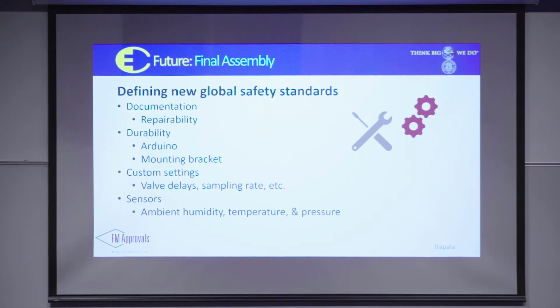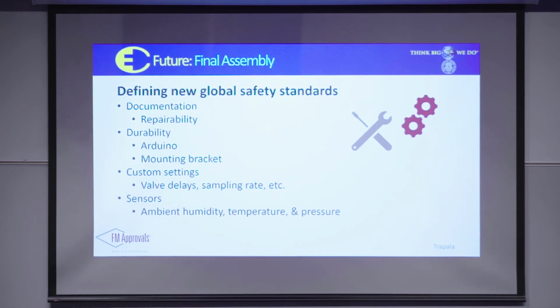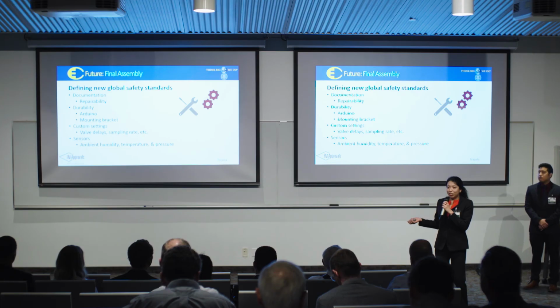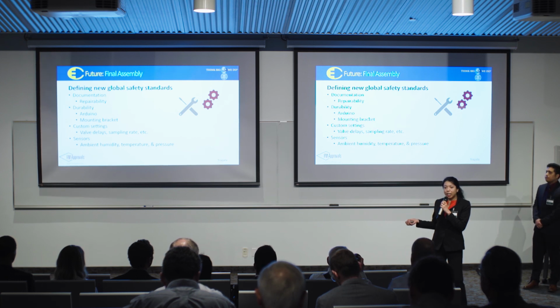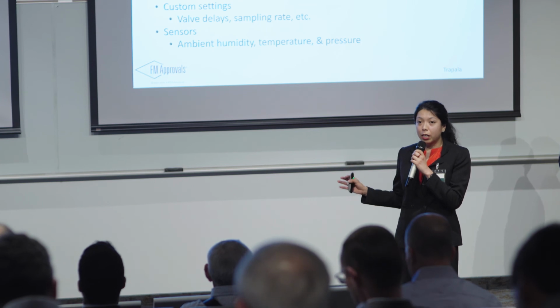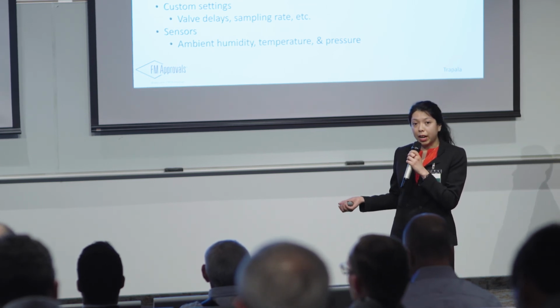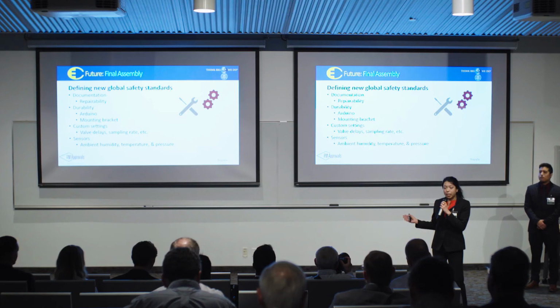And for our hardware, we will be focusing on documentation. We'd like to make this as easily repairable as possible. Since we are setting new global standards, we want to make sure that everything is ruggedized. So this includes creating Arduino housing, and for the smaller components as well, and recreating the mountain bracket. Currently it's plastic, and we would like to change over to something that is metal so it can withstand heat.